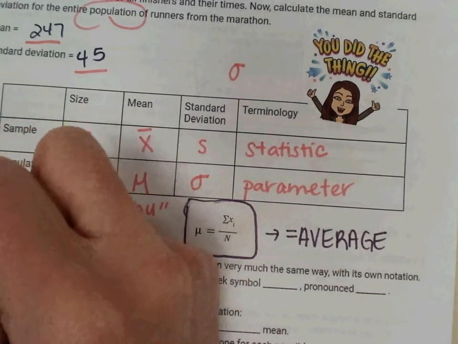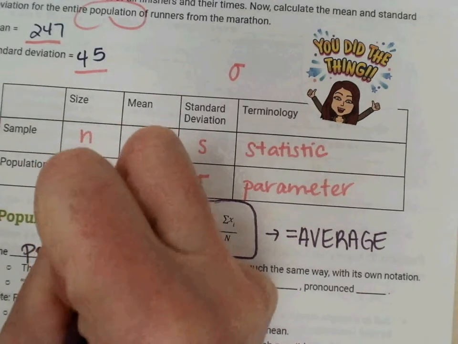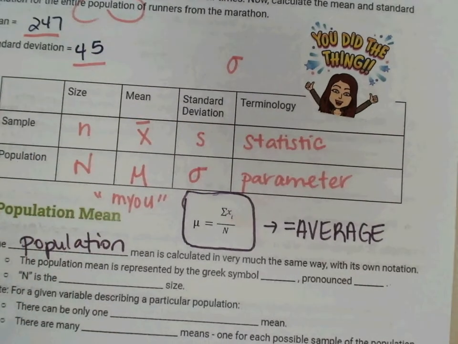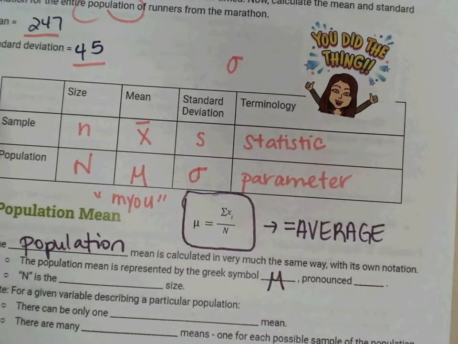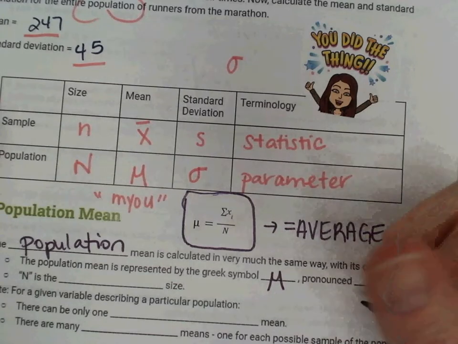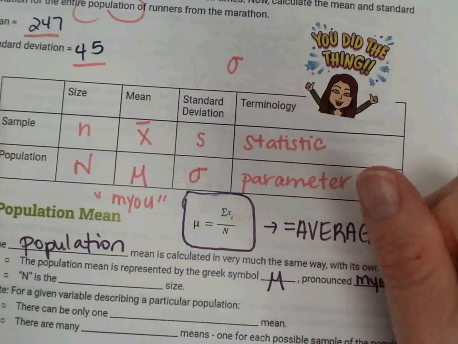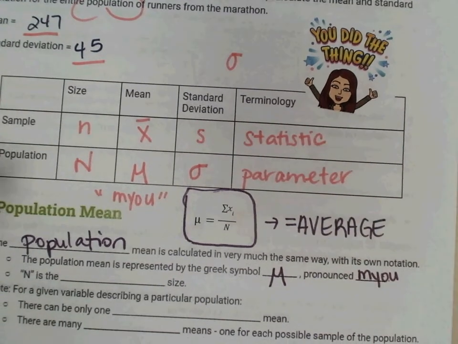So this is just what we just said, but in words. The population mean is calculated in very much the same way with its own notation. And we already wrote in that new notation above. Here we're going to write it in again, a little practice for writing the Greek letter mu. It's pronounced mu. You already wrote that. It's a little bit repetitive. Maybe it'll stick that way.